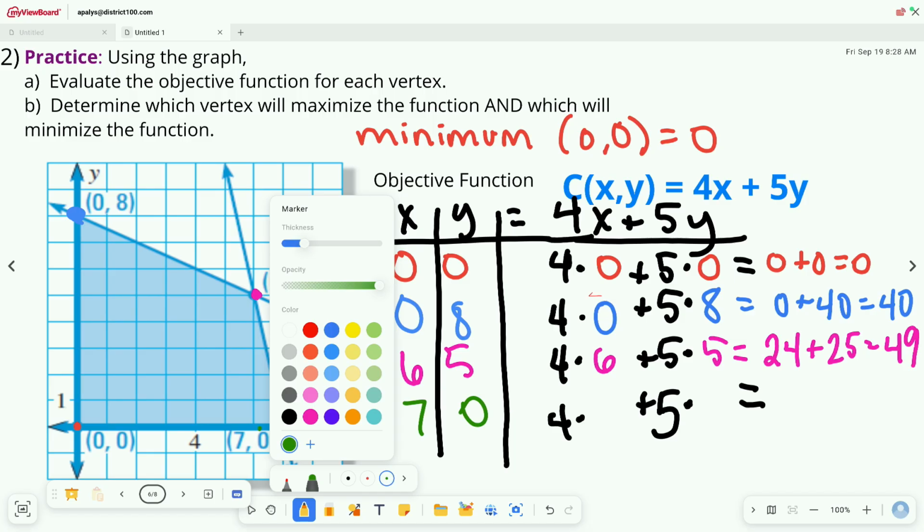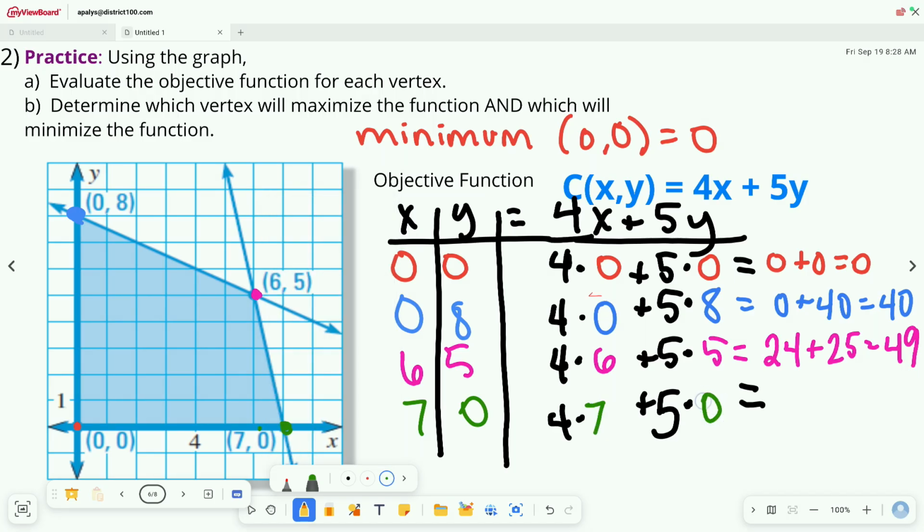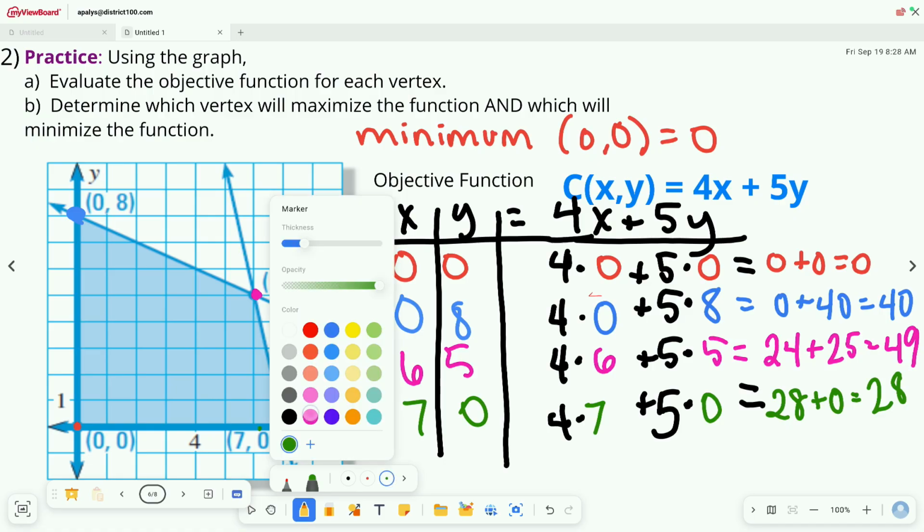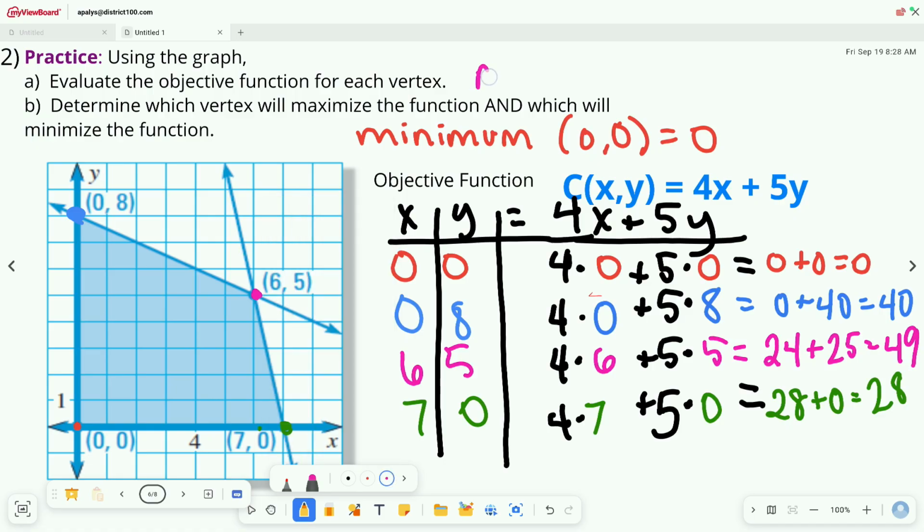And then we have 4 times 7, 5 times 0. So we've got 28 plus 0, which is 28. So to maximize, that's going to be the vertex 6, 5, and that maximizes it at the value of 49.